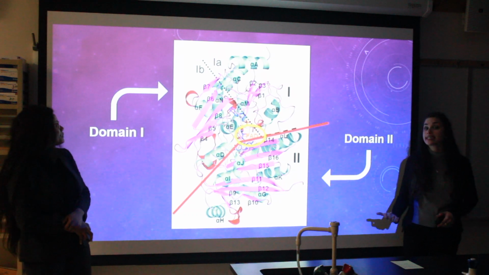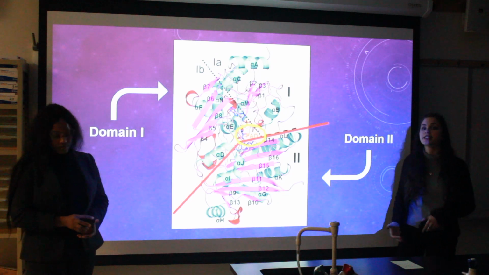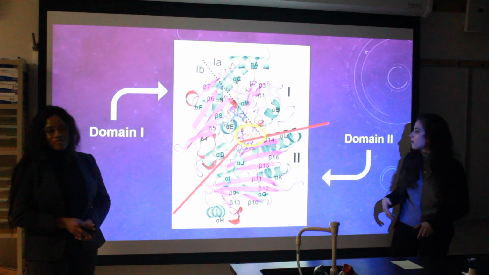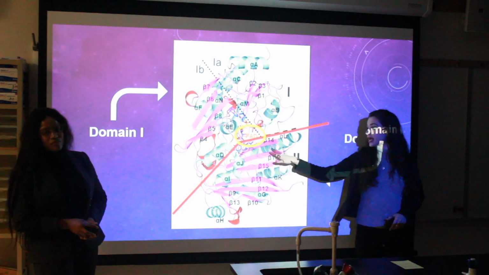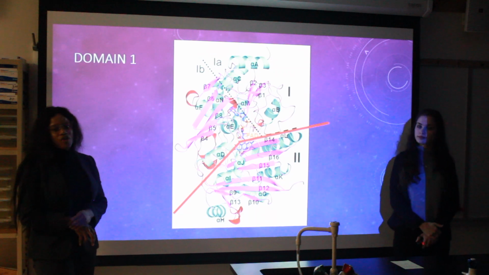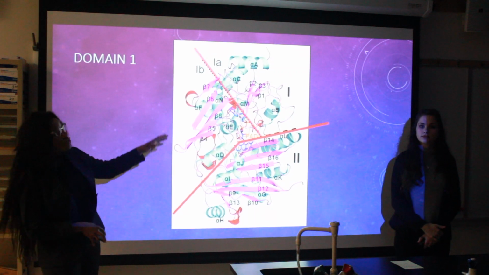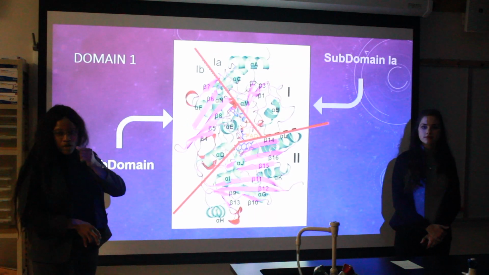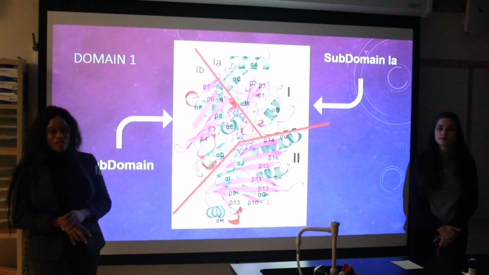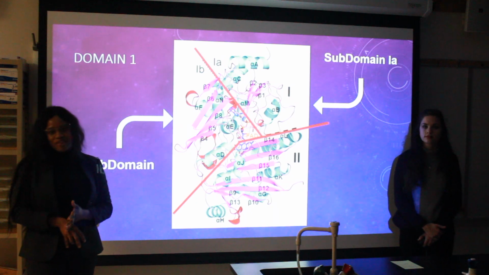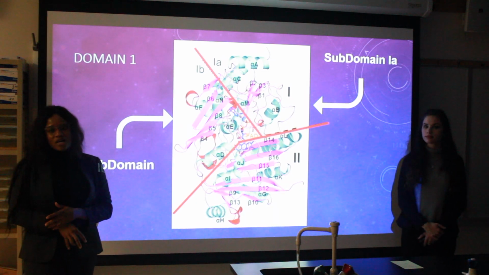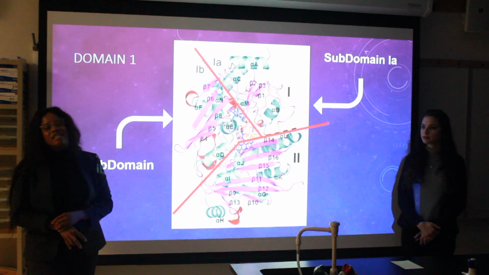Now, domain 2 is a continuous region of amino acids consisting of residues 254 through 475, and it's made up of 8 anti-parallel beta strands surrounding 6 alpha helices. Domain 1 is further divided into two subdomains, subdomain 1A and subdomain 1B. Subdomain 1A is made up of residues 28 through 134 and consists of 3 alpha helices which surround 3 beta strands. There is a disulfide bond connecting alpha helix A and alpha helix C.